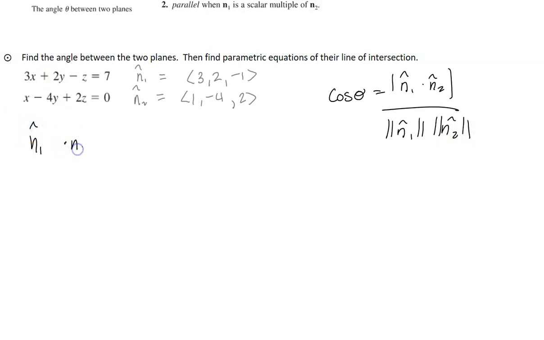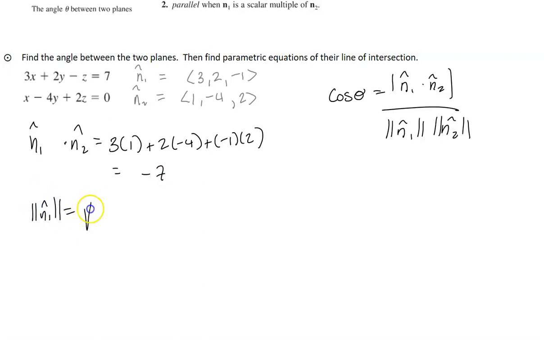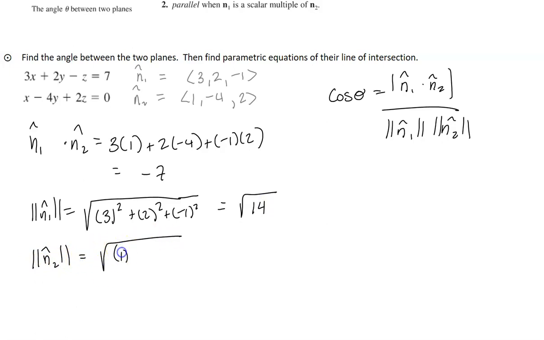n1 dot n2 is going to be 3 times 1 plus 2 times negative 4 plus negative 1 times 2, which gives me negative 7. The magnitude of n1 is going to be the square root of 3 squared plus 2 squared plus negative 1 squared, which gives me the square root of 14. And the magnitude of n2 is going to be the square root of 1 squared plus negative 4 squared plus 2 squared, which is going to be the square root of 21.